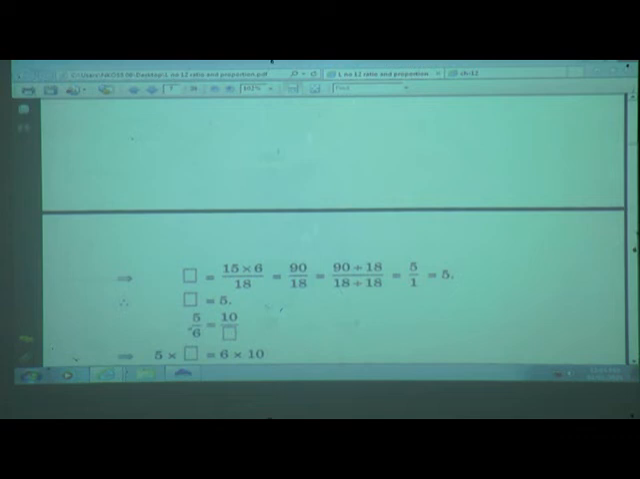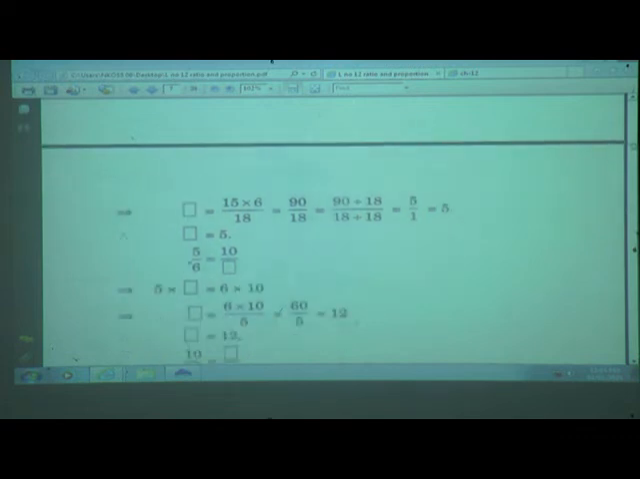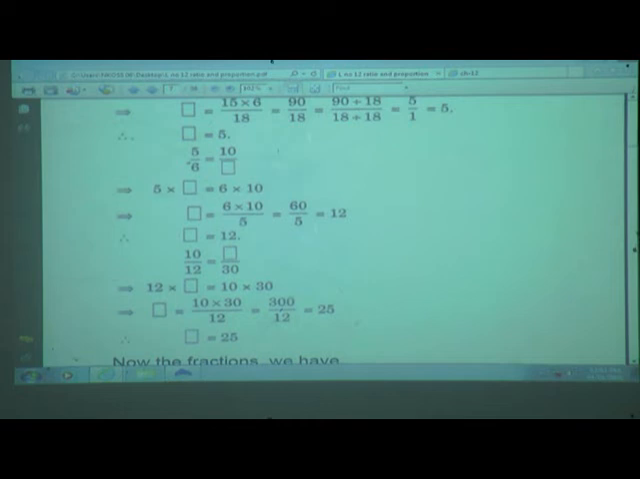Now the next example is, by seeing the first answer we need to solve the next examples. So 5 upon 6 is equal to 10 upon dash. We don't know this, so we need to find out. So 5 into dash, 6 into 10. 6 tens are 60 upon 5. So we got 12 in the blank. Now we got 10 upon 12 and we need to find the next blank.